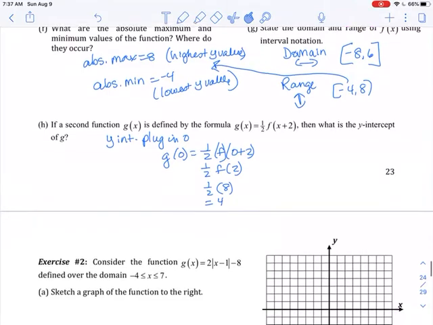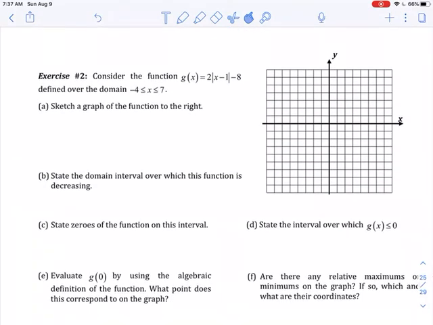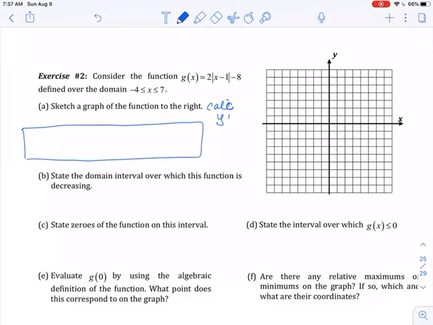And one more page. Consider the function g of x equals 2 times absolute value of x minus 1 minus 8, defined over the domain for when x is less than or equal to 7 and greater than or equal to -4. So let's sketch a graph of this function. Let's put this in my calculator. Okay, I'm going to put it into y1, and then I'm going to copy down a table. So if you get out a calculator, you can do that.